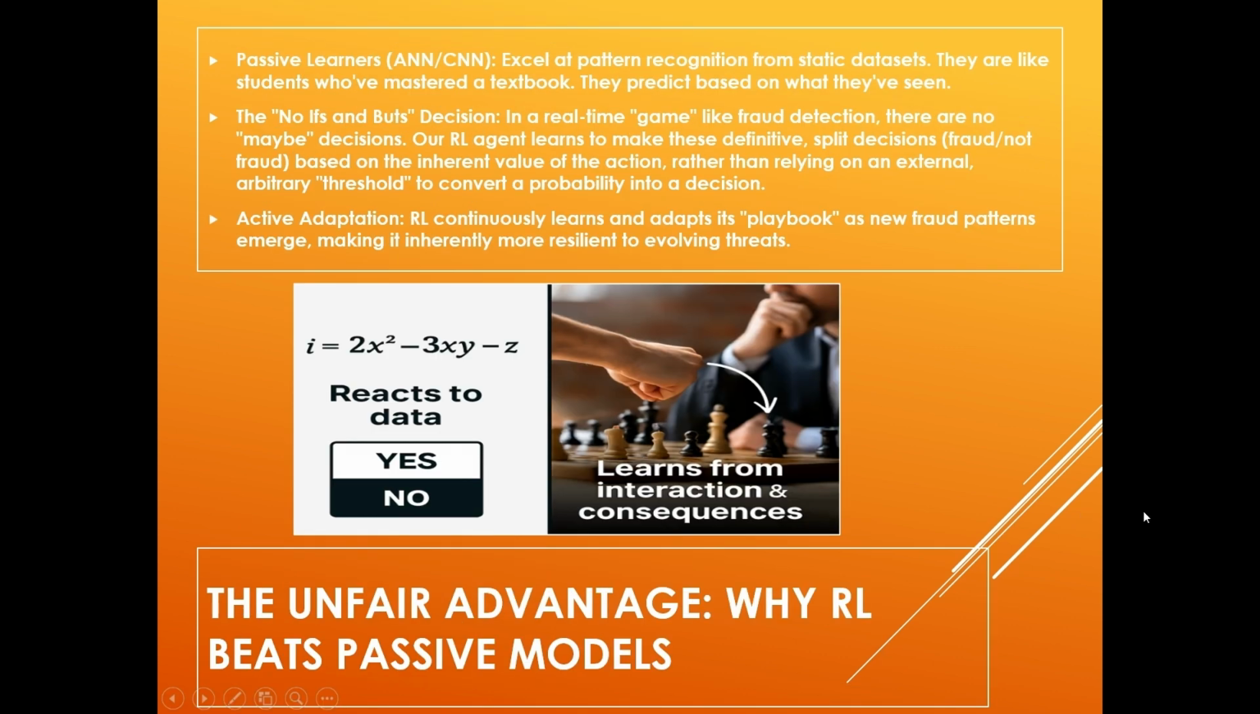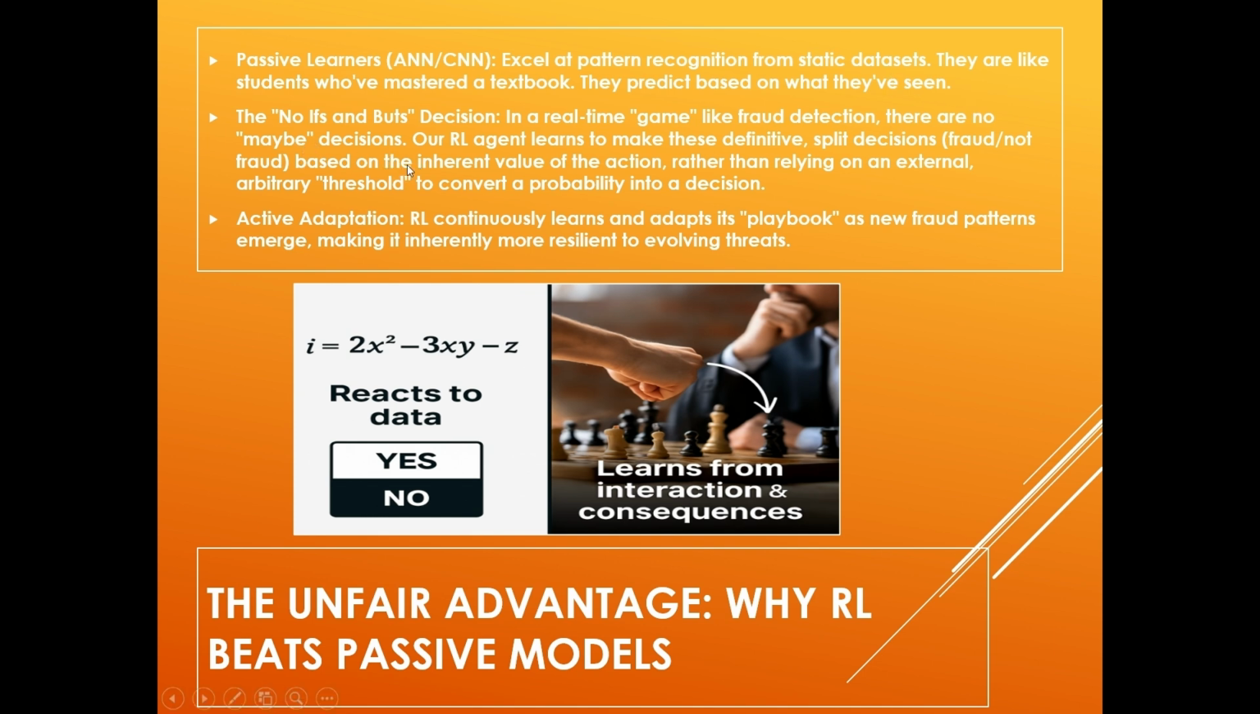Okay, so the unfair advantage: why RL beats passive models. I told you that these machine learning, ANN, or CNN models are passive learners. They excel at finding patterns through datasets. They're like students who have mastered a textbook. They cram these textbooks, knowing that this topic is on this page. They predict based on what they have seen.